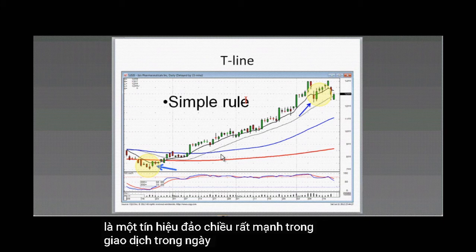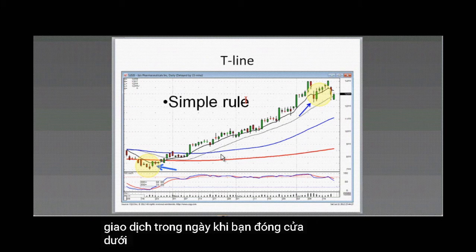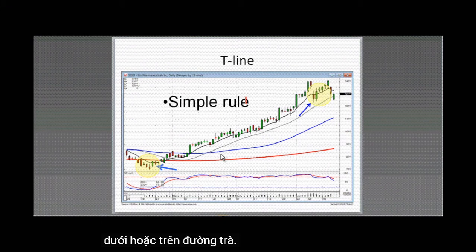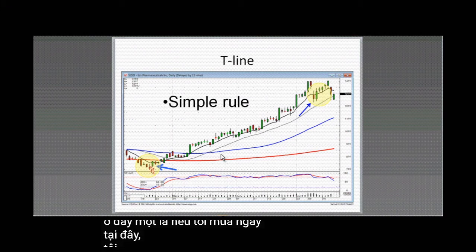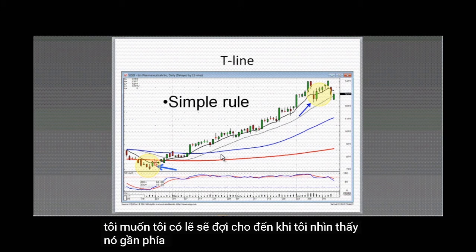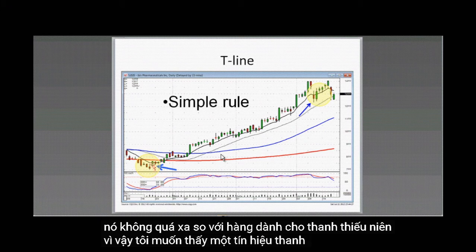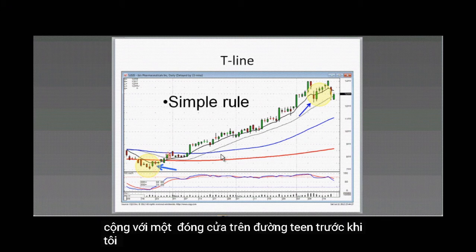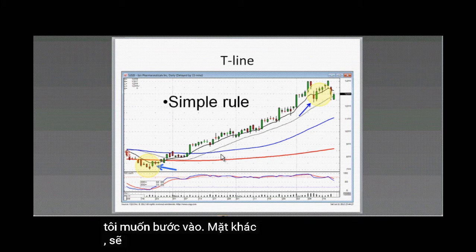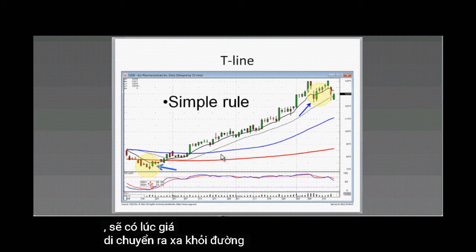In trading intraday, when you have a close below or above the T-line, is there ever a situation when you should wait for the next candle to confirm? Yes. Now, there's two situations that I should probably have put on here. One is, if I was buying right here, I'd probably wait until I saw it close above the T-line because it wasn't that far away from the T-line. So I would want to see a candlestick signal plus a close above the T-line before I step in.